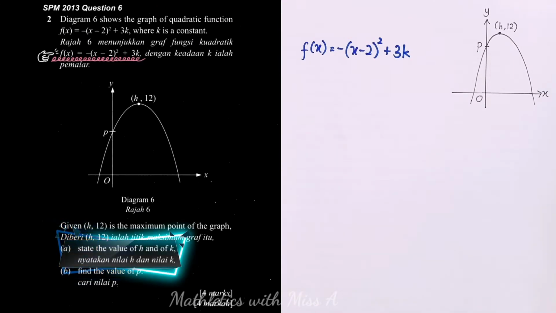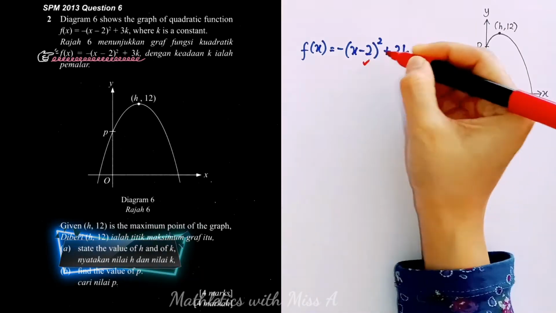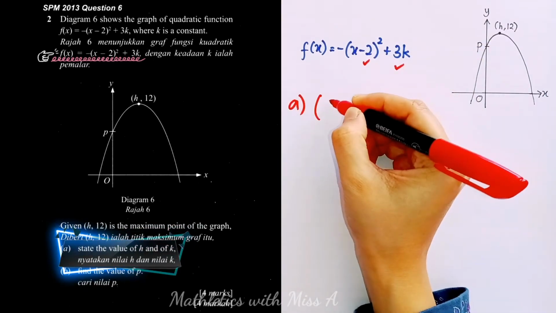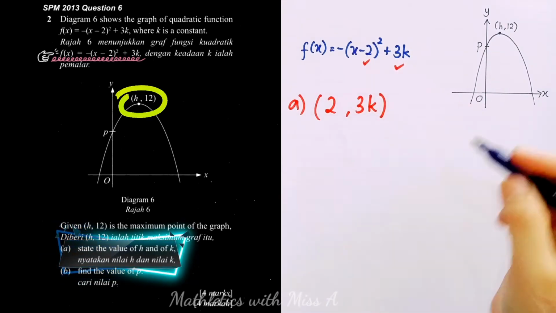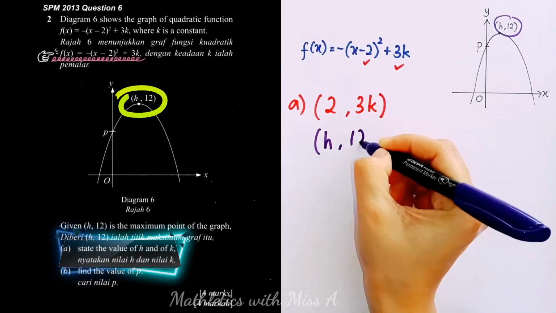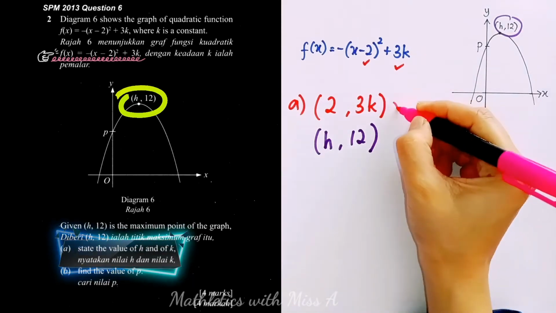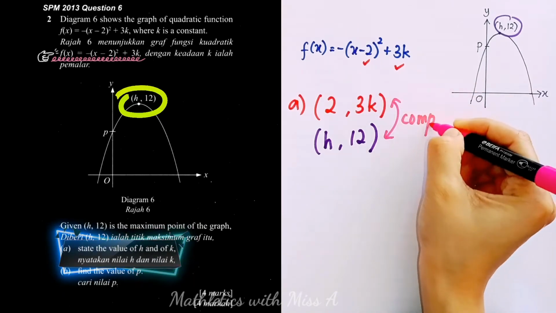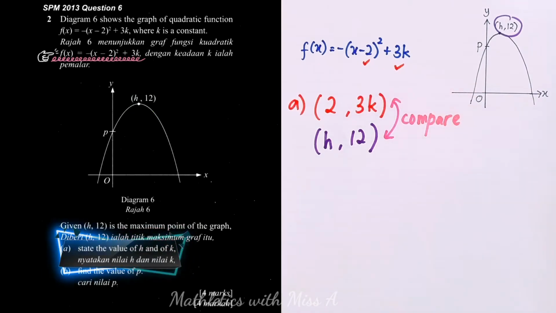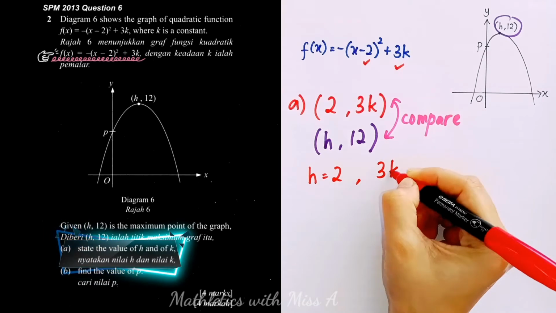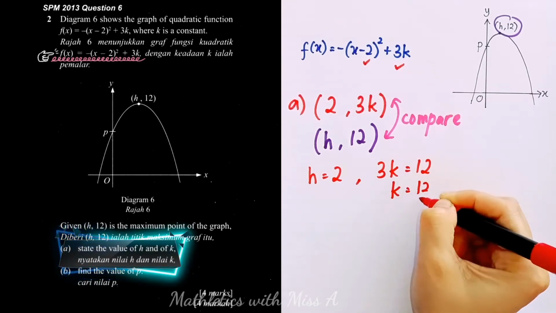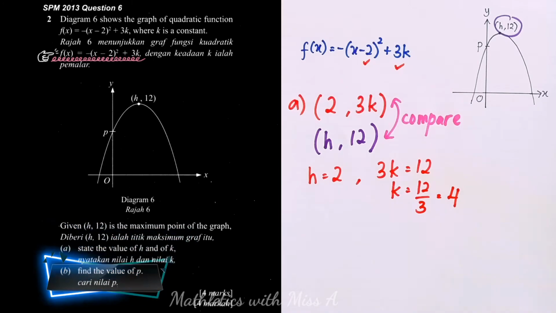The diagram shows the graph of the quadratic function f(x) = -(x - 2)^2 + 3k, where k is a constant. The maximum point from the equation is (2, 3k), while the maximum point from the graph is (h, 12). So make a comparison for both coordinates: h equals 2 and 3k equals 12. So k equals 12 over 3, and k equals 4.